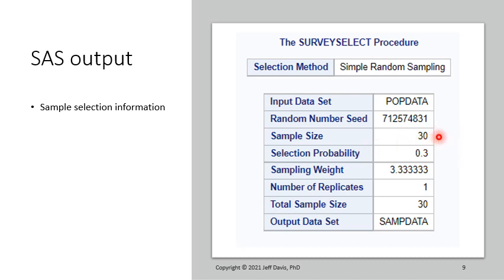The sample size is 30, which means the selection probability is 0.3. We won't worry here about sampling weight. Number of replicates, 1. Total sample size, 30. And then the output data is the sample data.